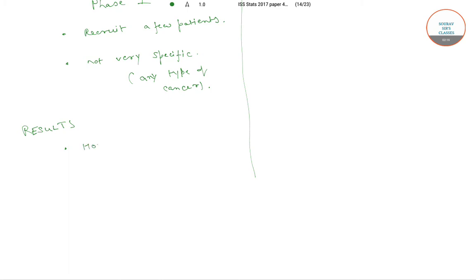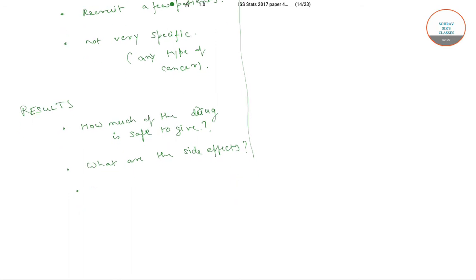So the first one is how much of the drug is safe to give. Next is what are the side effects. Next is how the body copes with the drug, that is, the changes that happen in the body because of this drug, and how the body copes with them.